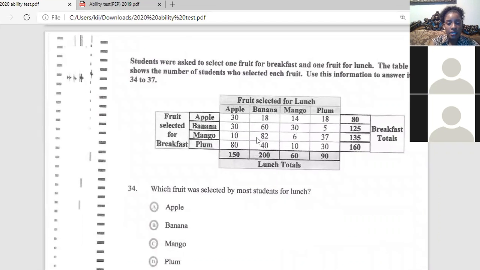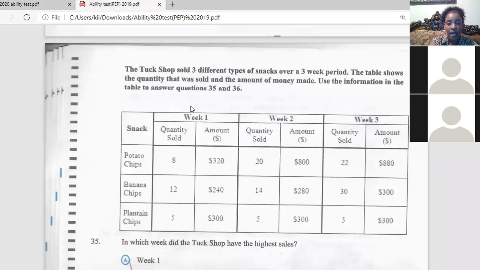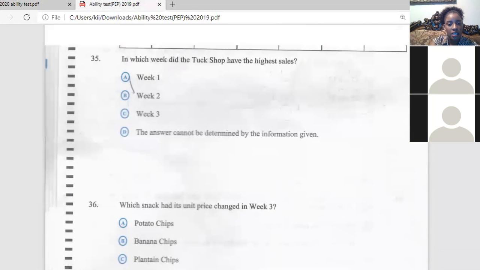So for the 2020 past paper, this table looks different from the 2019 past paper, but it's still a table nonetheless, right? And there are 2 questions on this table.